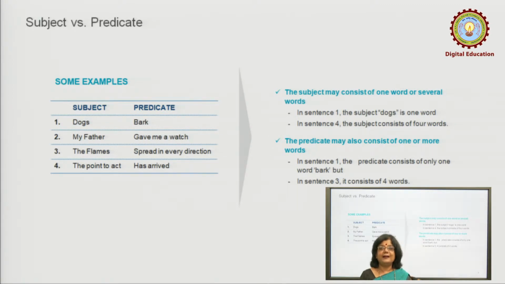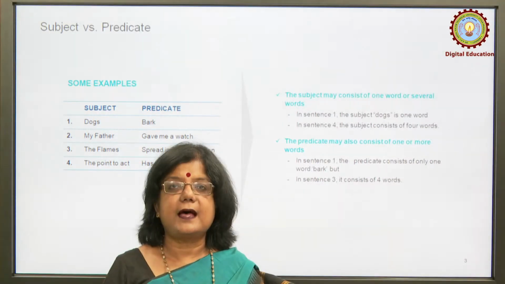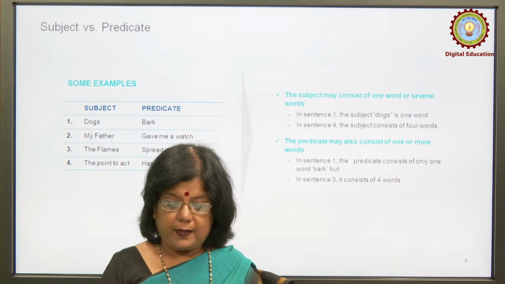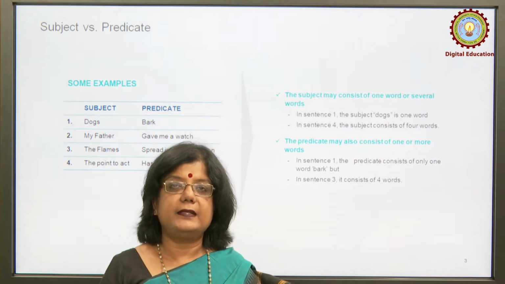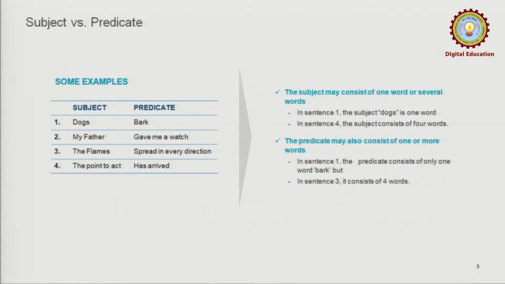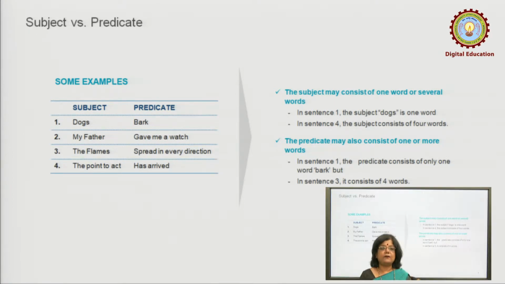Third, the flames spread in every direction. God forbid, the flames spread in every direction. Flames we are talking about, so it will be the subject, and what happens, the happening, is spreading in every direction, which will be under the category of predicate. Fourth and the last is: the point to act has arrived. The point to act will be under the category of subject, and has arrived will be under the category of predicate.